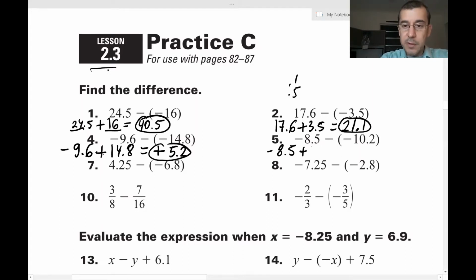Number 5, we have minus 8.5. Minus minus, that's plus 10.2. 10 is greater. We have plus sign, and this is 1.7. Okay, so 10 minus 8.5 is 1.5, and this 0.2 is 1.7.